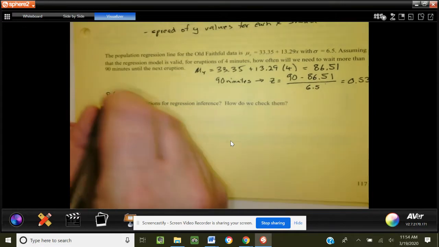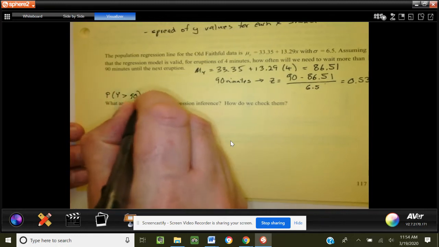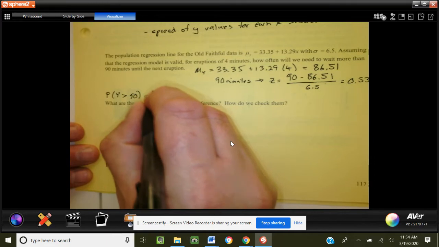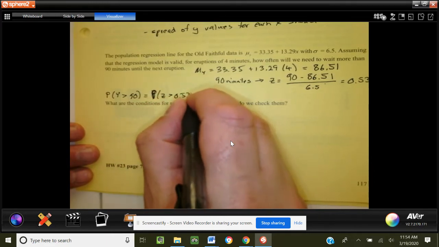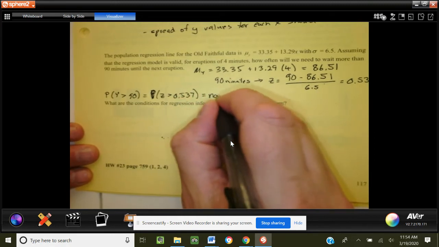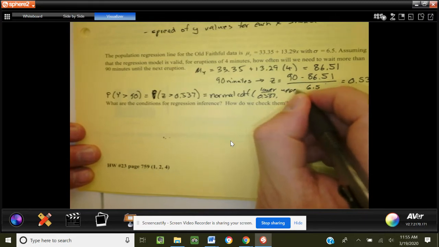Okay. Then we can do a real simple normal CDF type probability. So what's the probability that our duration is greater than 90? And that would be the same thing as the probability that our z-score is greater than 0.537. And we can use normal CDF to answer that question. So our lower would be 0.537, which is the z-score, and our upper would be infinity.